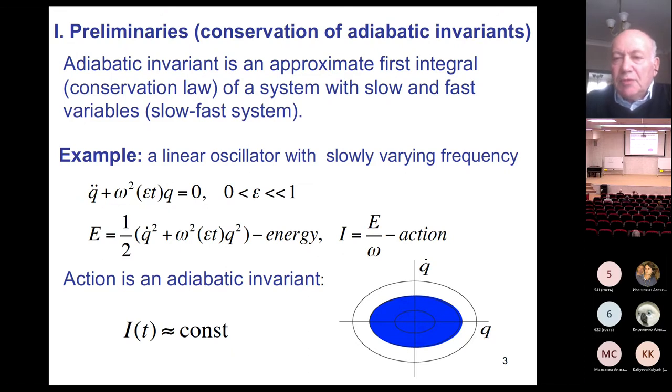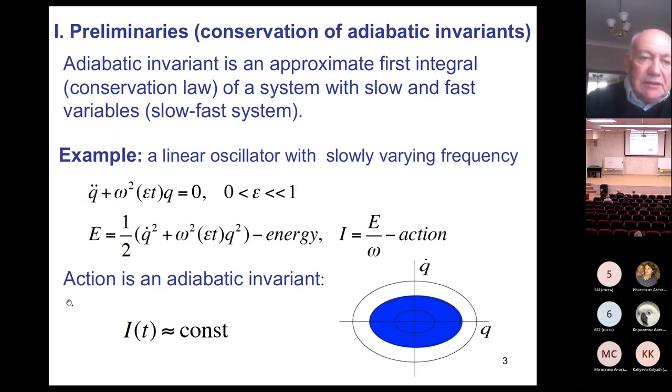So suppose we have some system. It depends on parameters. Parameters change slowly. Phase variables change. But there is some function of phase variables and parameters which remains approximately constant during long time intervals when a parameter can change by a value of order one. Such functions are called adiabatic invariants. This terminology was introduced by Paul Ehrenfest.